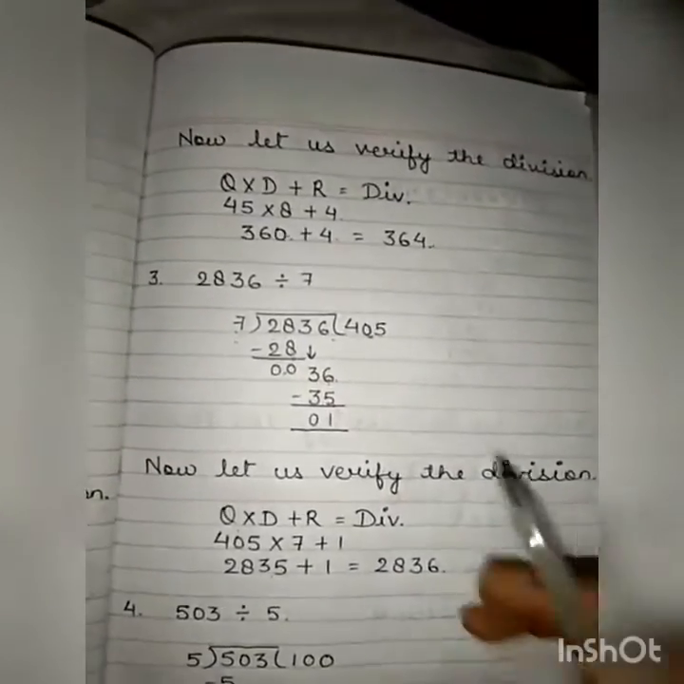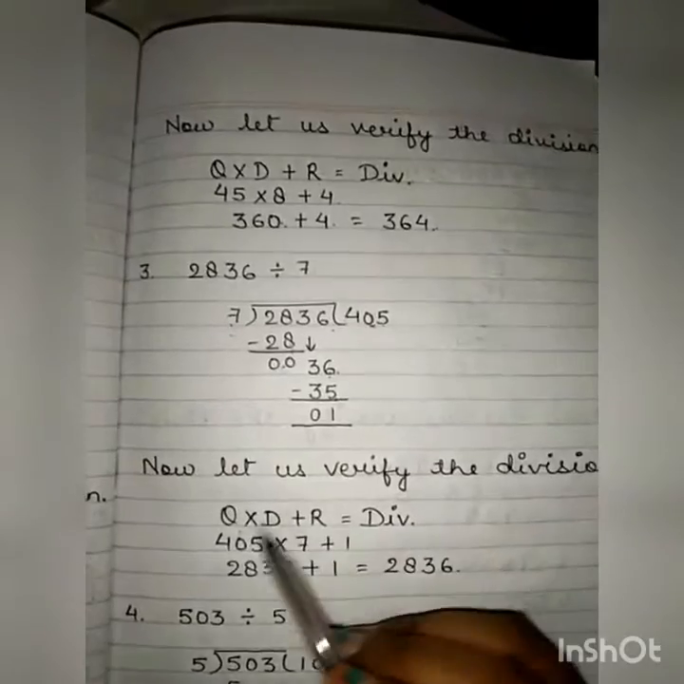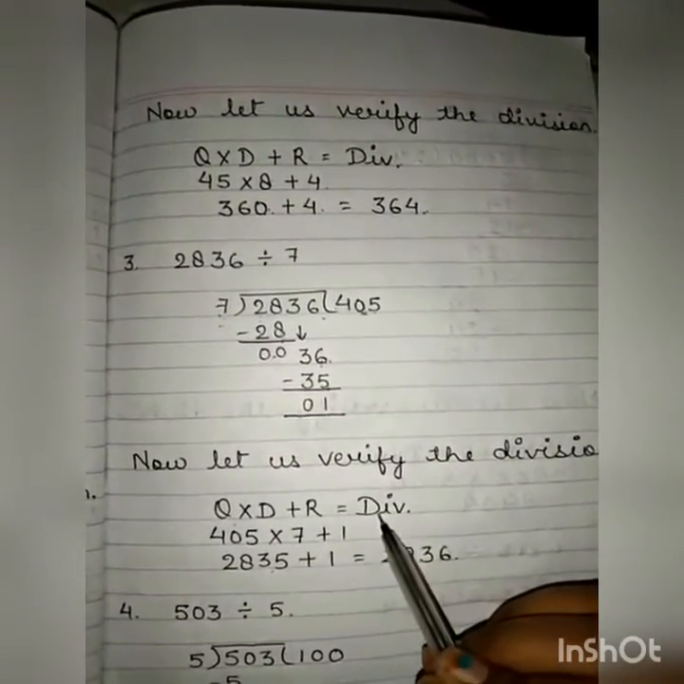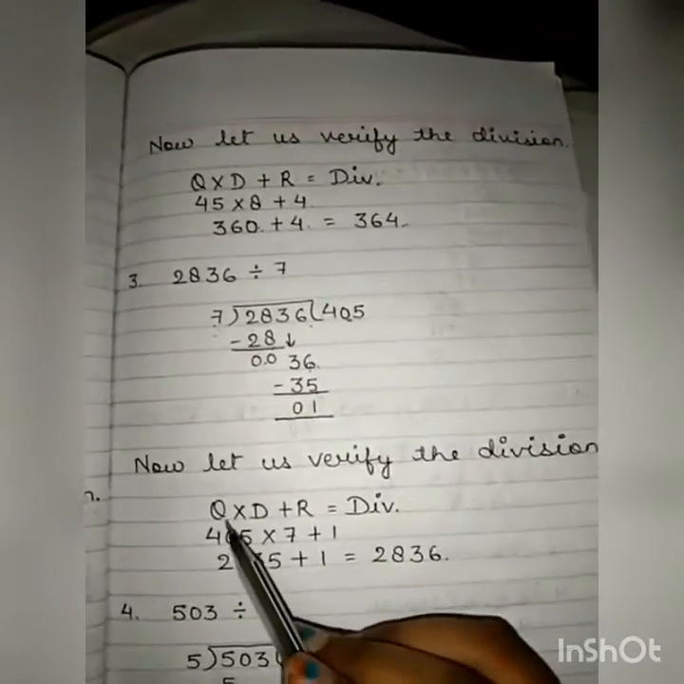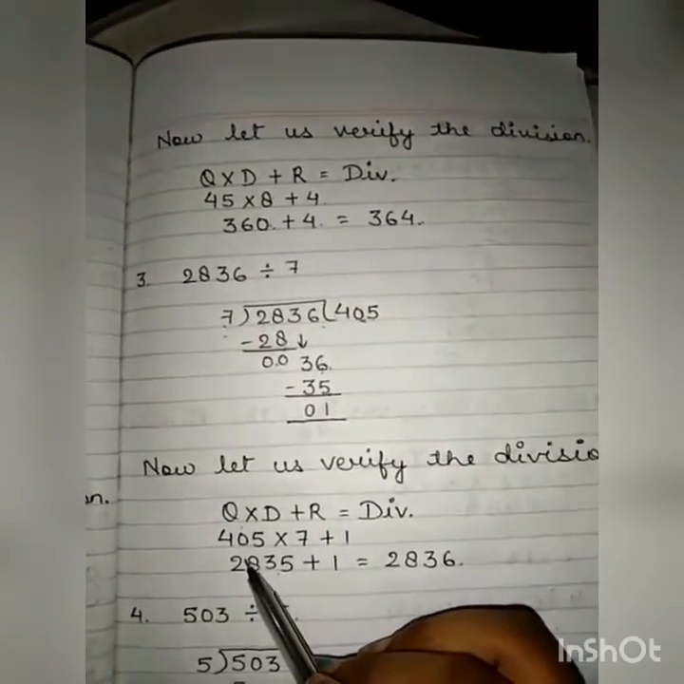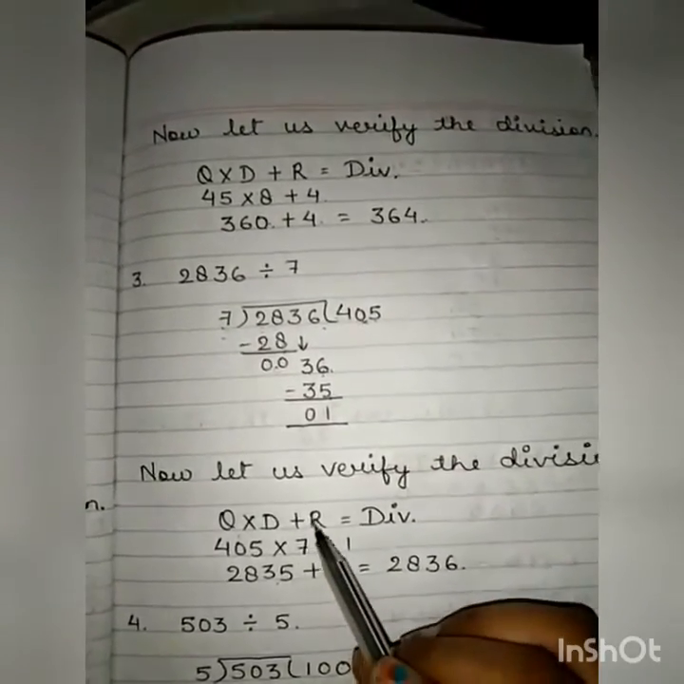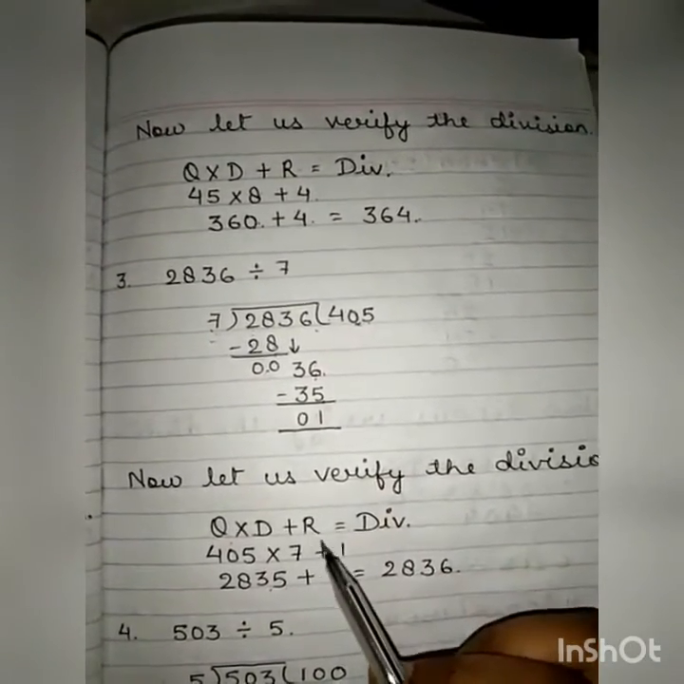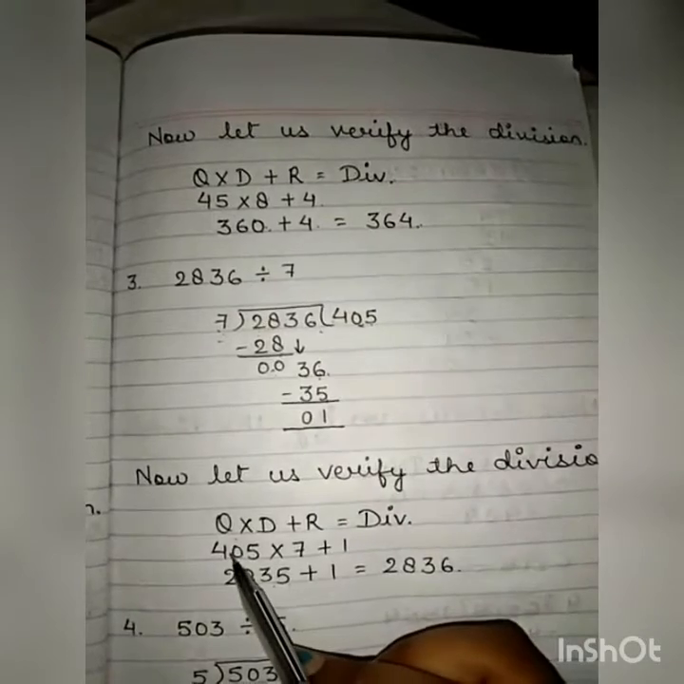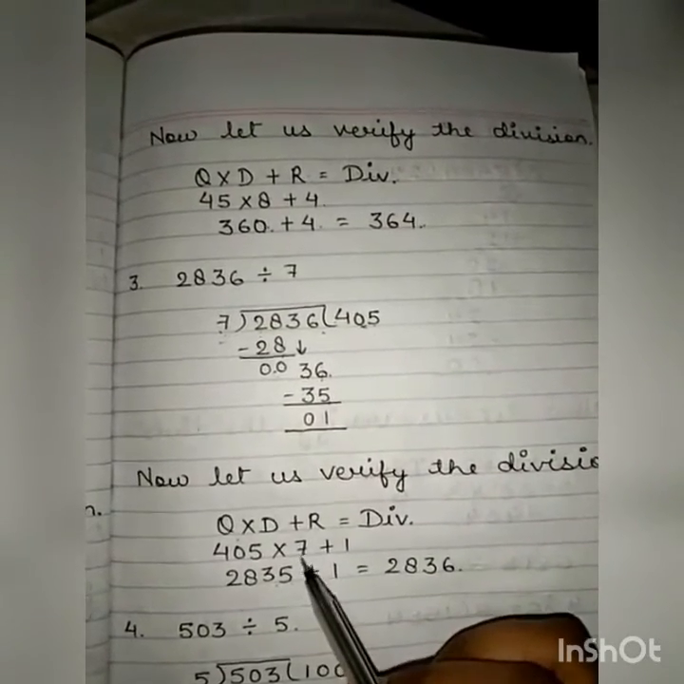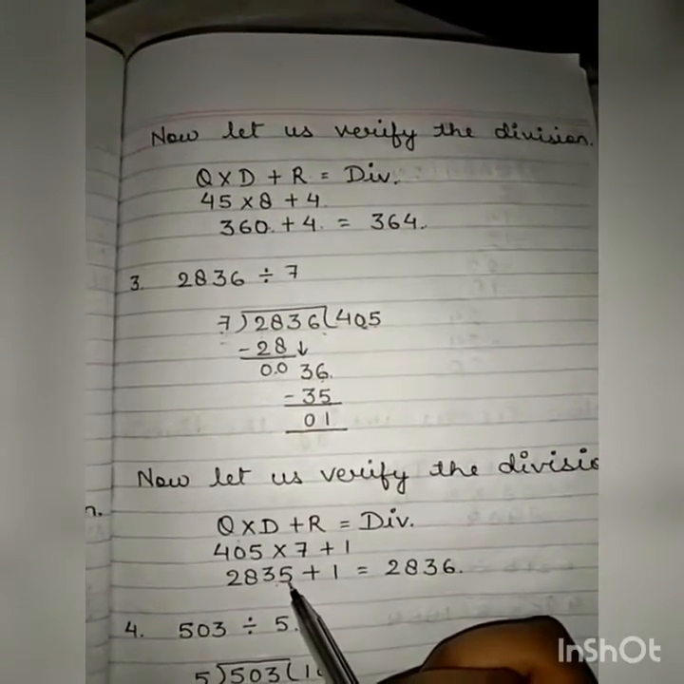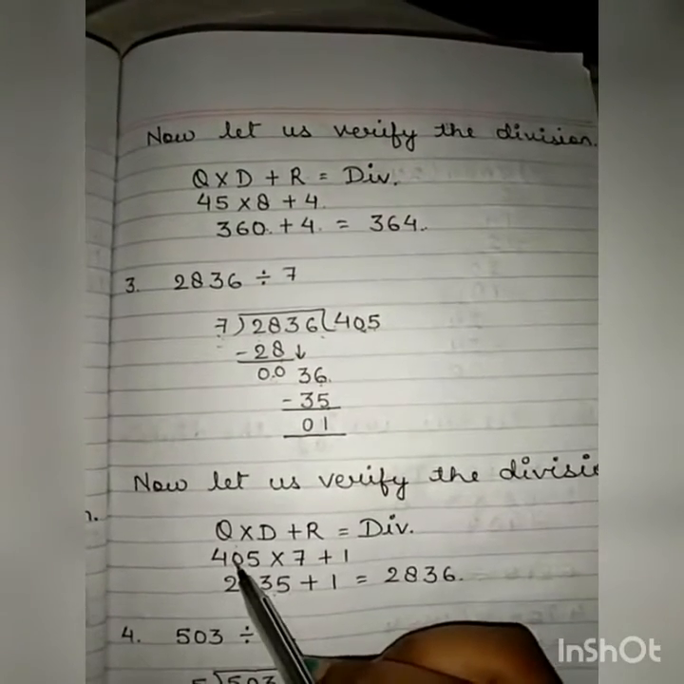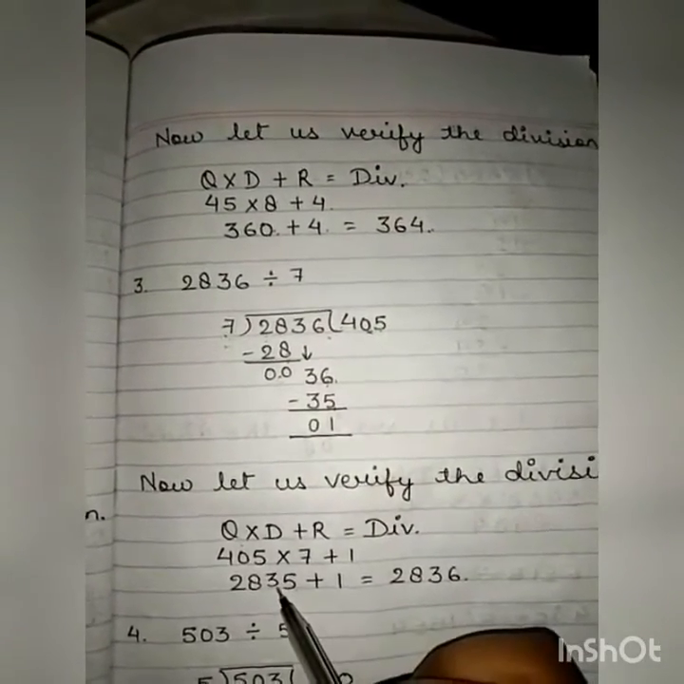Now let us verify the division. So it is Q multiplied by D plus R is equal to dividend. Q is 405, divisor is 7, and the number left over after division, that is 1, is the remainder. Now we will multiply 405 by 7 first. 7 5s are 35, 5 we will write here, 3 will be carry, and 7 zeros are 0, 0 plus 3, 3 we will write here.